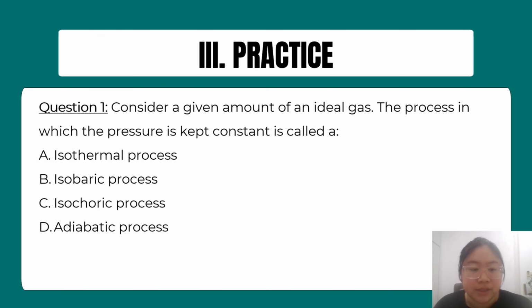The first question is, consider a given amount of an ideal gas. The process in which the pressure is kept constant is called a... Okay, here the pressure is kept constant. So we will choose the answer B, isobaric process.